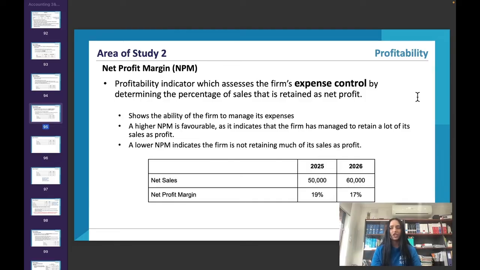If net profit margin is higher, then this is favorable because it indicates that the business has managed to retain a lot of its sales as profit and it has good expense control. But if the business's net profit margin is lower, this indicates that the business has bad expense control and it's not retaining as much of its sales as profit.